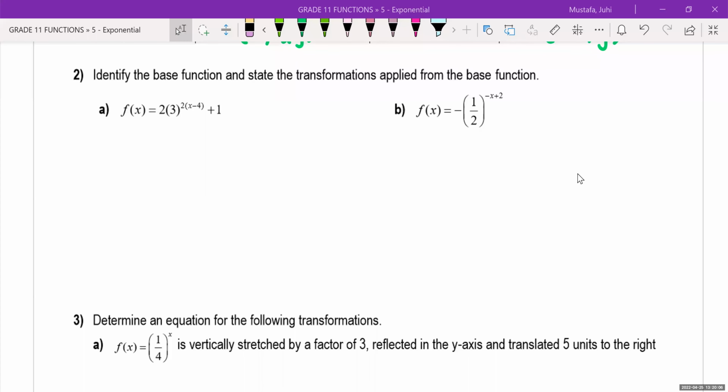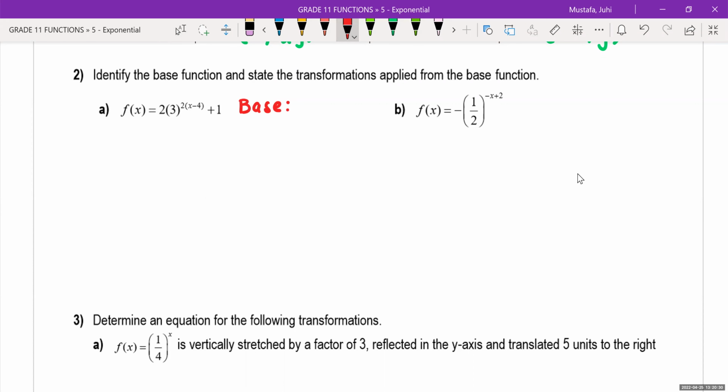For question number 2, it says, identify the base function, and that is so crucial when you're doing questions like this. You always want to start by identifying the base function, and then state the transformations applied from the base function. So how exactly do we find the base function? I'm going to show you.